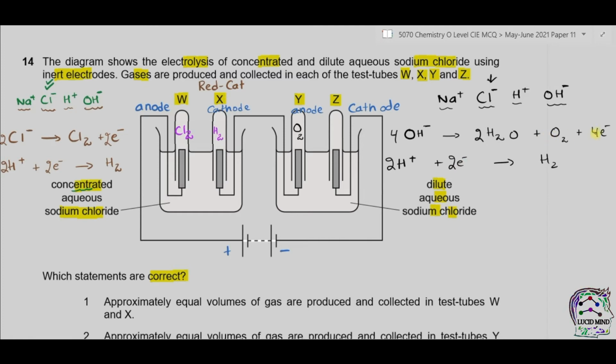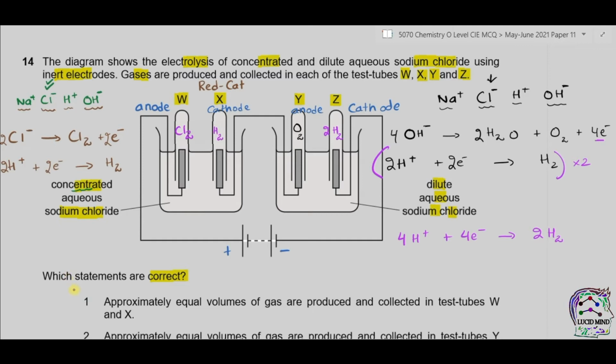Another important thing is that we have loss of 4 electrons and in this one we have gain of 2 electrons. So now we can balance the electrons lost and electrons gained by multiplying this equation with 2. So it will become 4H positive plus 4 electrons forms 2 moles of H2. So we have 2 moles of hydrogen produced at Z.